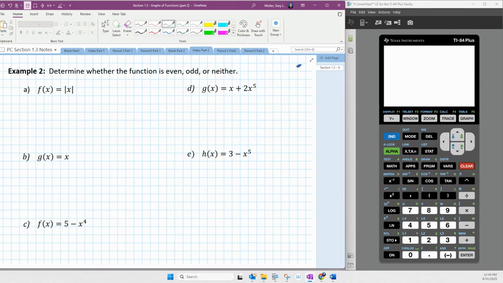Example number 2. Now we're just going to run our test to see if it's even, odd, or neither. And honestly, the absolute value one's a little bit confusing. So let's start on B and C, and let's come back to A. So let's start with B. The test is the same. We know what g of x is. The question is, what is g of negative x? And what does that tell us to do? It says go find the function g, here it is, and replace x with negative x. So I get negative x.